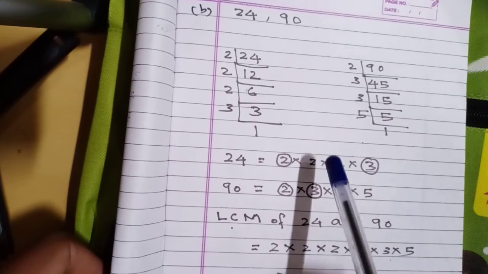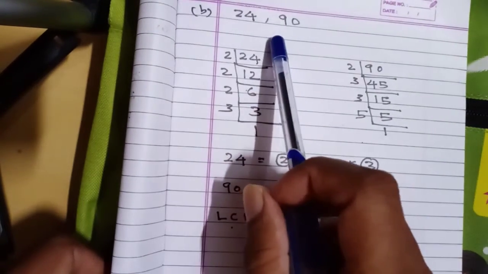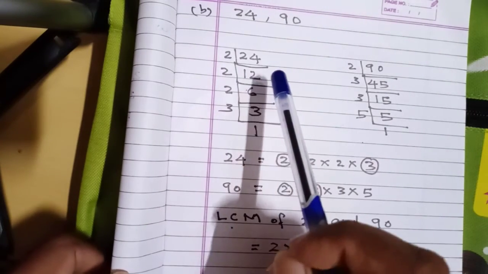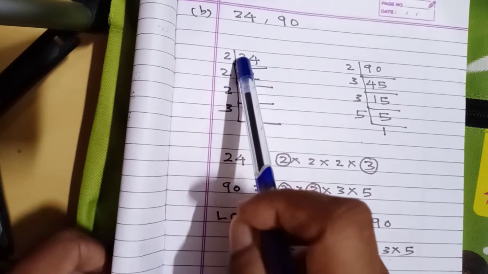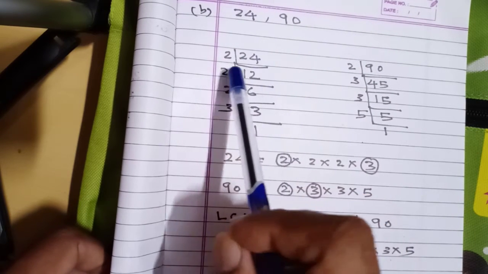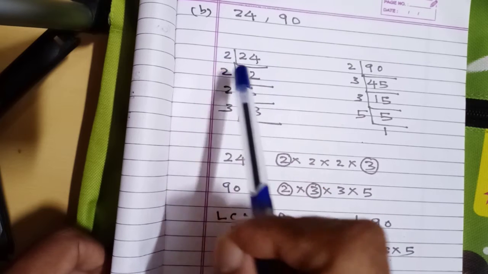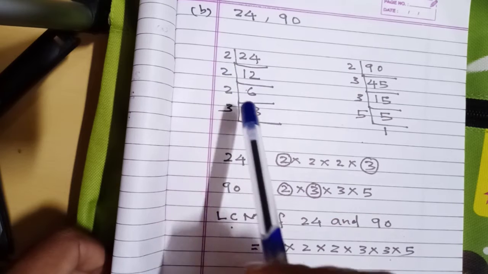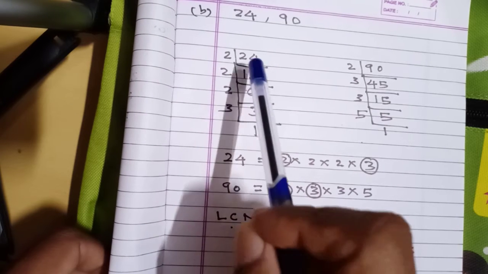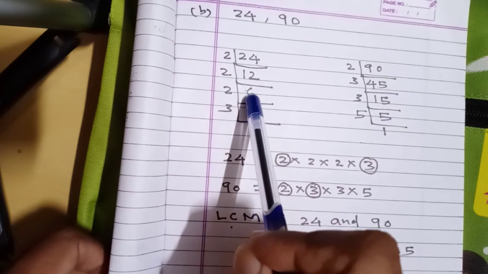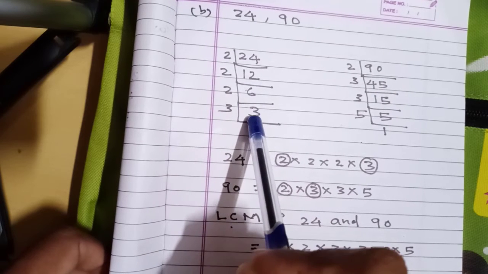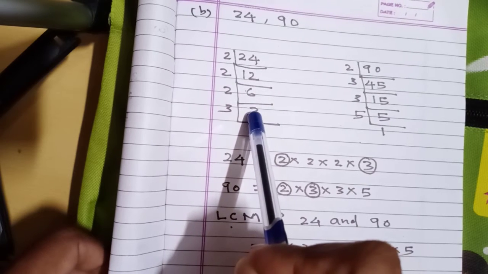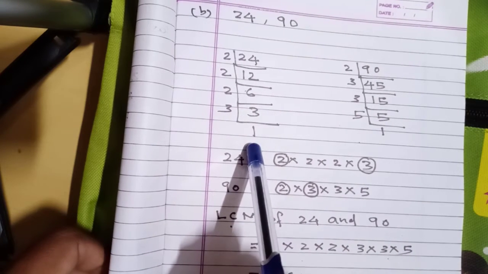Next question is B. 24 and 90. Find out the LCM of 24 and 90. पहले 24 को हम फैक्टराइजेशन करते हैं. 24 बाई 2 इज 12. 12 टू सा 24. 12 को 2 से डिवाइड करते हैं तो हमको क्या मिलेगा? 6 मिलेगा. 6 टू सा 12. 6 को 2 से डिवाइड करने पर हमको 3 मिलेगा. 3 टू सा 6. 3 is a prime number, so 3 by 3 is 1.